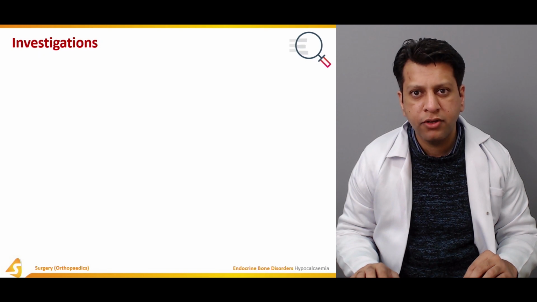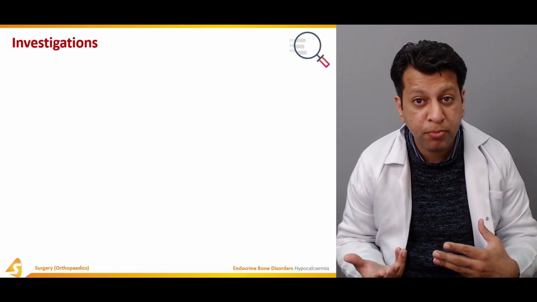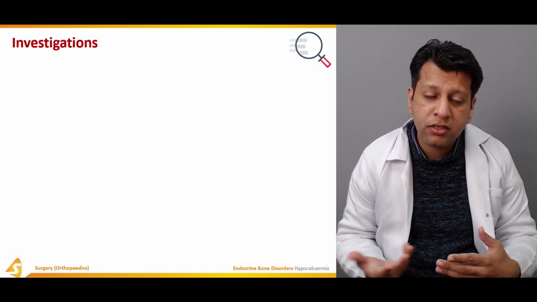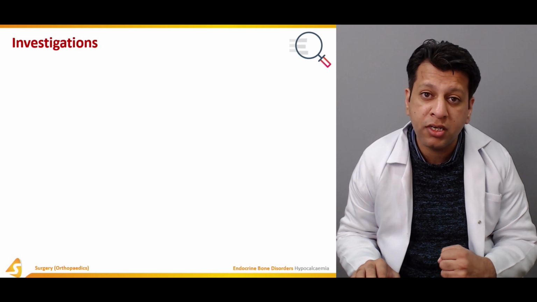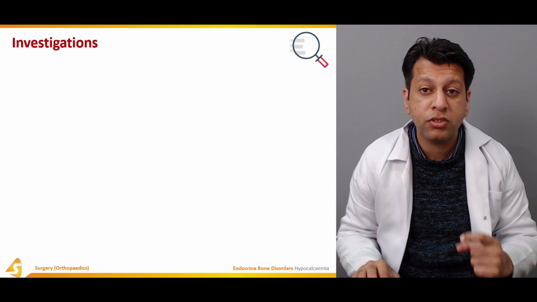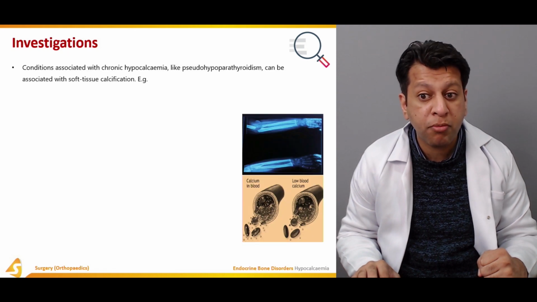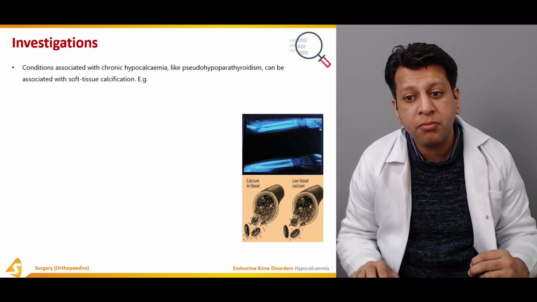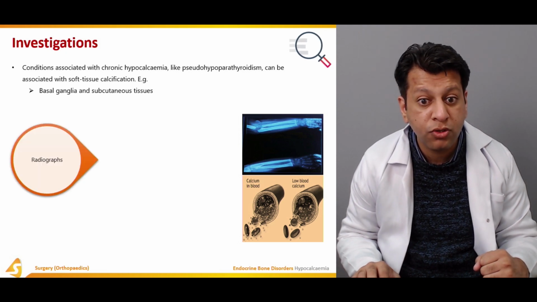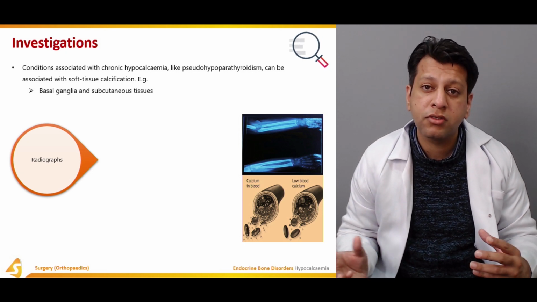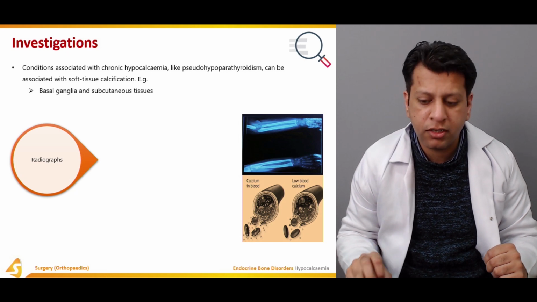So how to investigate? We need to rule out the cause first, whether it is due to a low functioning parathyroid gland, that is hypoparathyroidism, or pseudohypoparathyroidism, or just decreased dietary absorption of calcium. Serum calcium would definitely tell us that it is hypocalcemia, but we need to perform other tests as well so that we can rule out the actual cause. Conditions usually associated with chronic hypocalcemia include pseudohypoparathyroidism, which sometimes gives a clue, as there is excessive soft tissue calcification in the basal ganglia and subcutaneous tissue. We need to get radiographs of the forearm, so that if there is soft tissue calcification, we would know that most likely the hypocalcemia is due to pseudohypoparathyroidism.